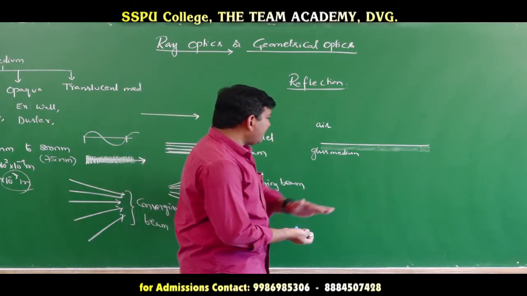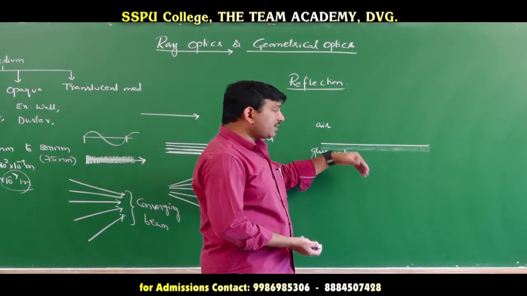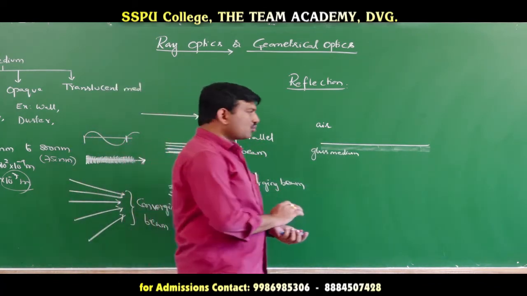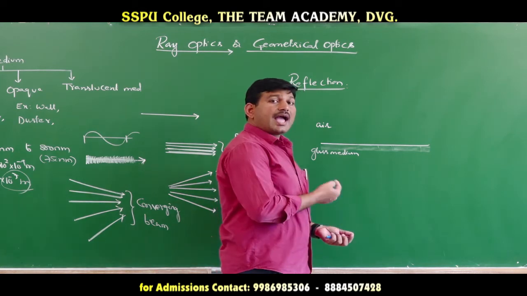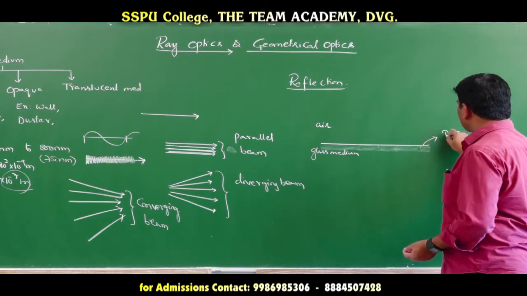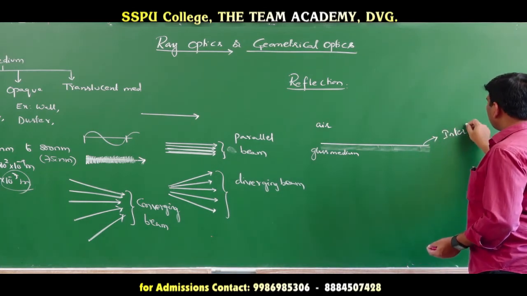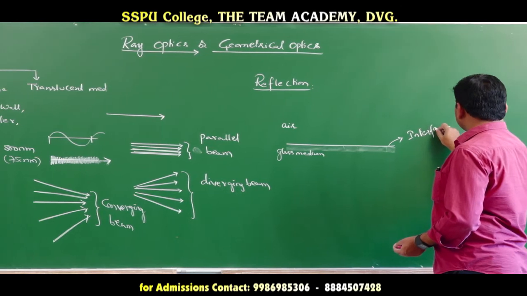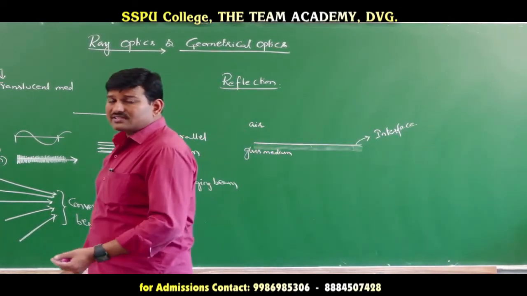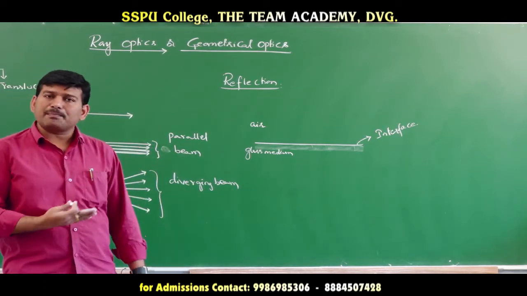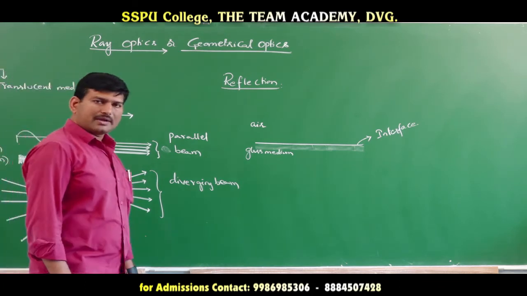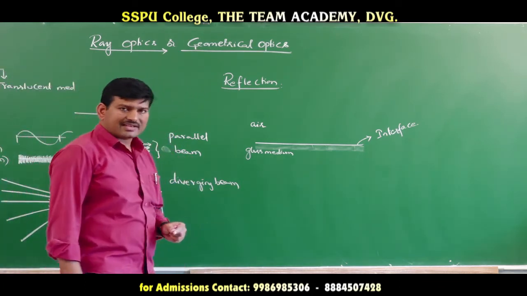And this is a plane which is separating the two optical media. Yes or no? The plane which separates the two optical media is said to be an interface. This is said to be what? Interface. This term comes frequently. So what is this interface means? Interface is nothing but a plane which separates the two optical media.